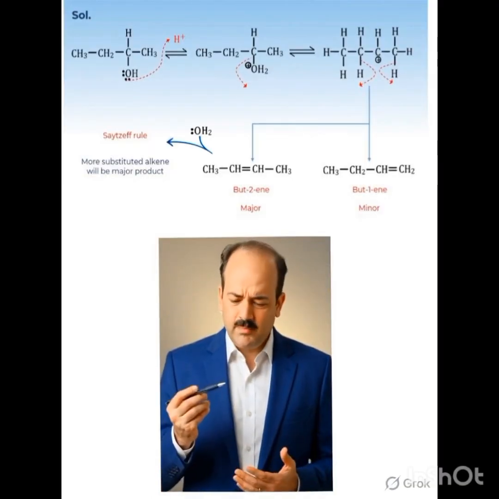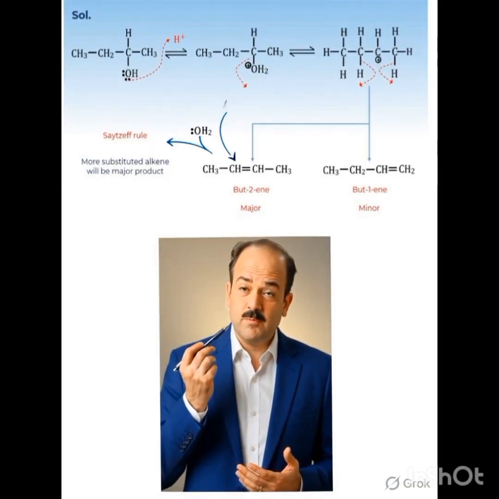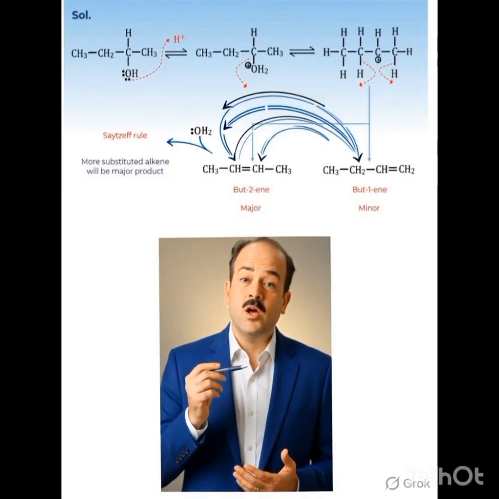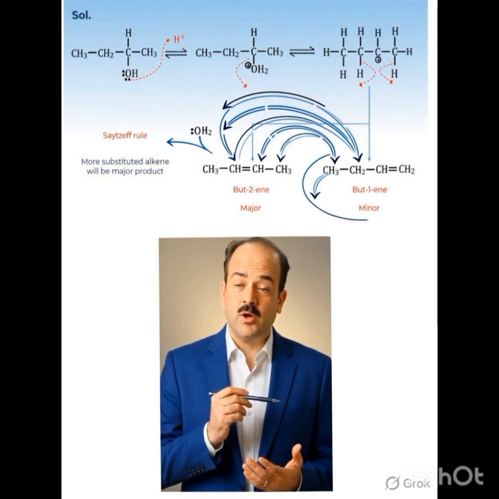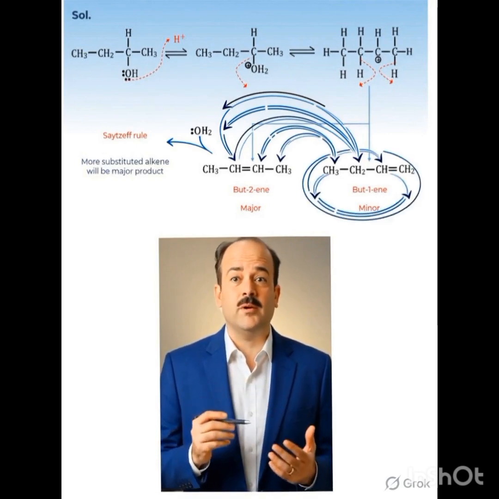Hello friends, today we will see the Saytzeff rule. See this reaction? The more substituted alkene is the major product. This is but-2-ene, the major product, and this is but-1-ene, the minor product.